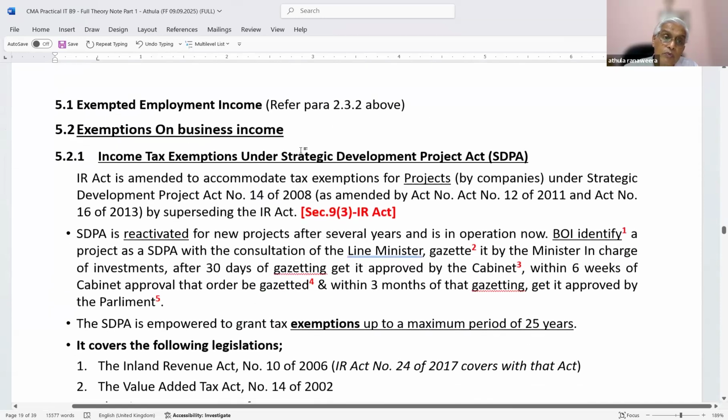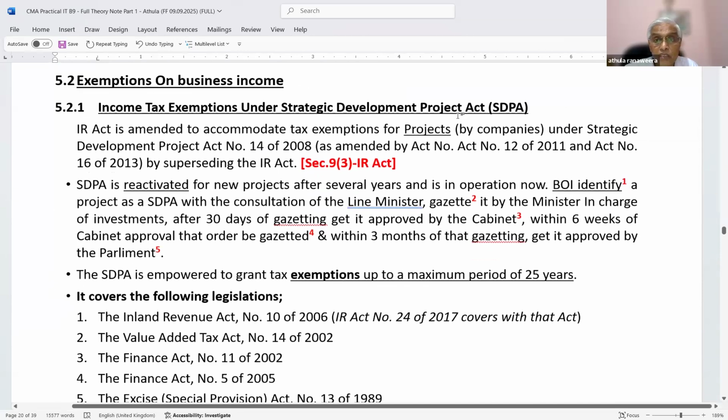Now we'll move to exemptions on business income. We better cover the exemptions on business income under Strategic Development Project. Now, the Strategic Development Project Act is a 2008 Act. This is totally a politicized act.